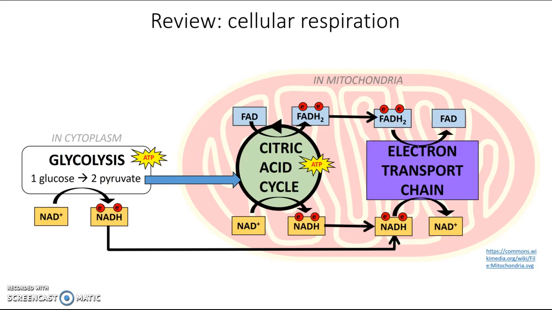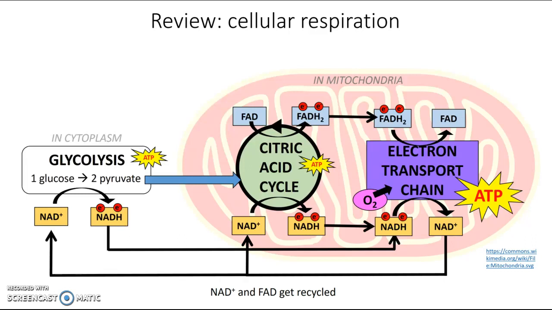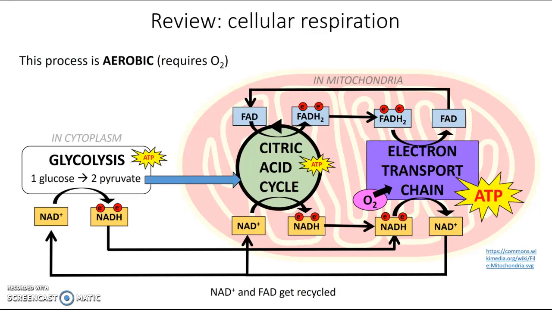Those electrons get passed along the electron transport chain, and they use the energy from the electrons to pump hydrogen ions. At the end of the electron transport chain, oxygen is the final electron acceptor. After those hydrogen ions flow through ATP synthase, lots of ATP is made, so this phase has the highest ATP yield. At the end of all this, these NAD and FAD molecules are now ready to go back to the citric acid cycle and glycolysis to pick up more hydrogen ions and electrons from the next molecule of glucose that comes through. Now, because this process requires oxygen, it's referred to as aerobic.